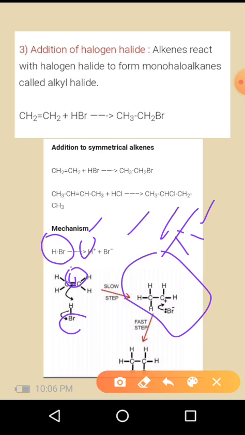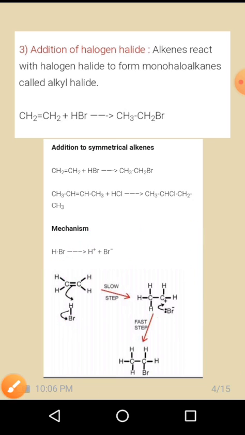That carbocation center is attacked by the nucleophile Br minus, and it will give a halo-substituted product, that is CH3-CH2Br. So this is the mechanism of addition of hydrogen halide to an alkene.